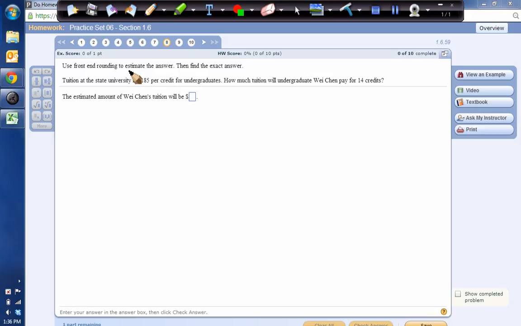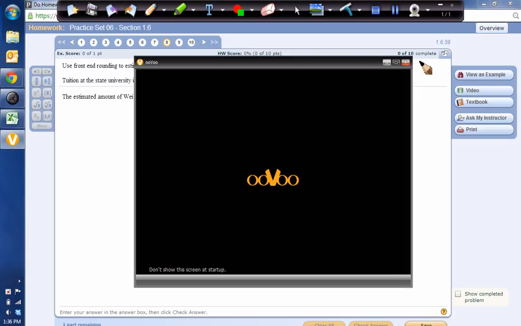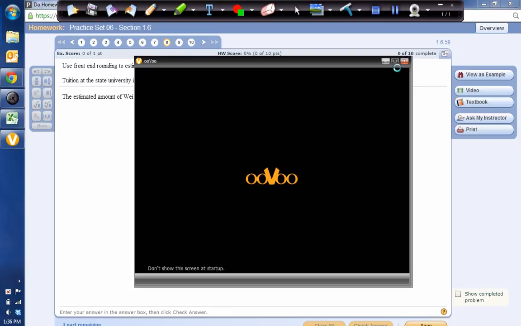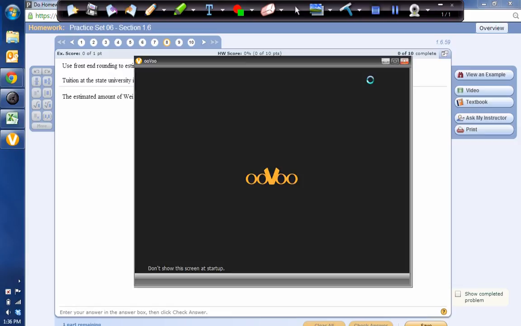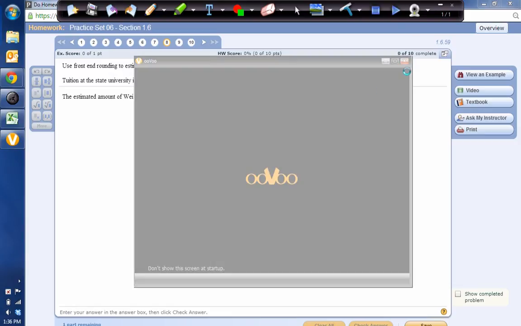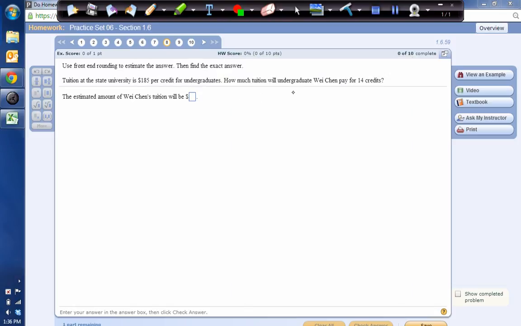Okay, use front-end rounding to estimate the answer, then find the exact answer. Tuition at the State University is $185 per credit for undergraduates. How much tuition will undergraduate Wei Chen pay for 14 credits?